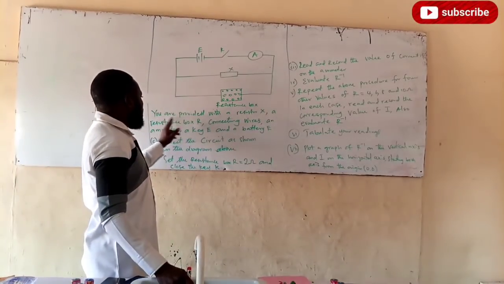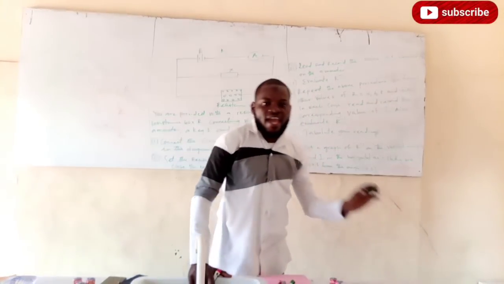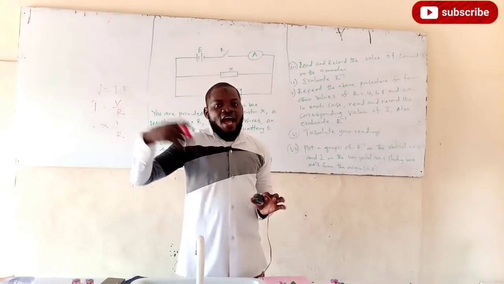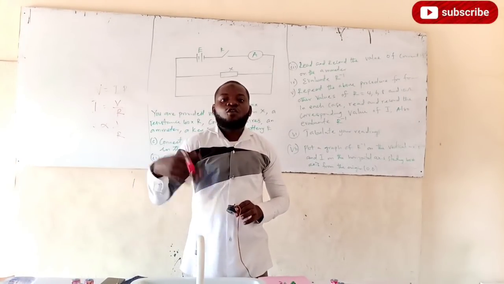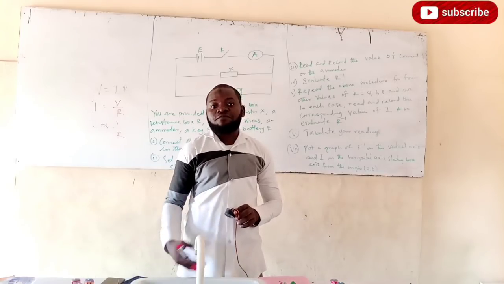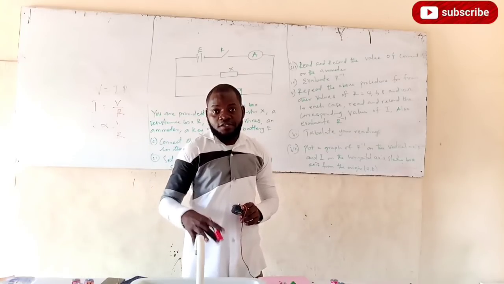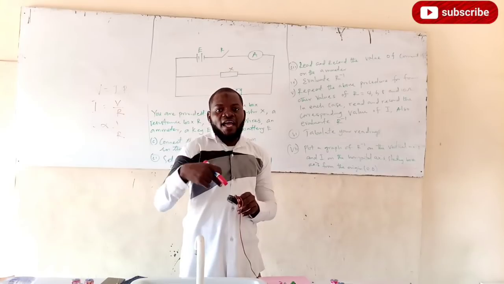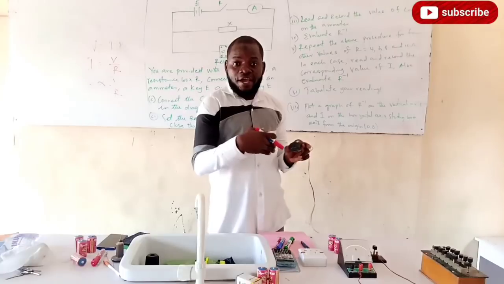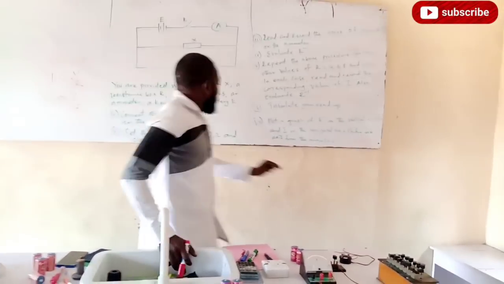The question says you are provided with a resistor X. This is our resistor X. It used to be 2 ohms. And your teacher or the lab you are working with might not have a 2 ohms resistor. They might probably have 3 ohms. They might probably have 1 ohm. All you need to know as a student or a teacher is to note the value of the resistor X. But for my own, it is what? 2 ohms. Cool.